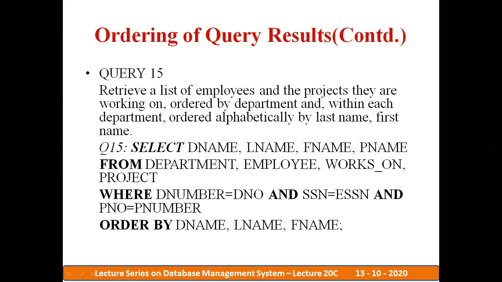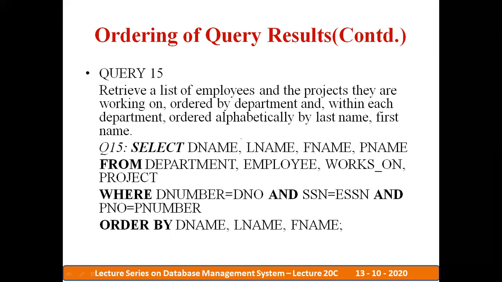Okay, let us see with an example query. We need to retrieve a list of employees and the projects they are working on, ordered by department, and within each department ordered alphabetically by last name and first name.